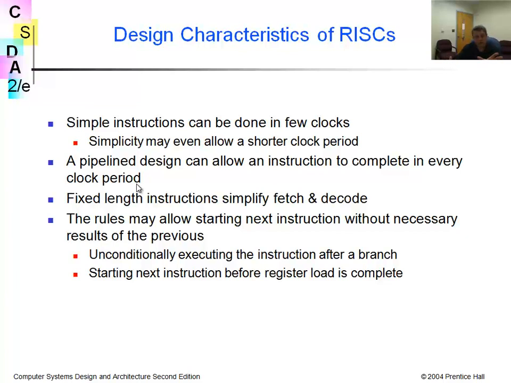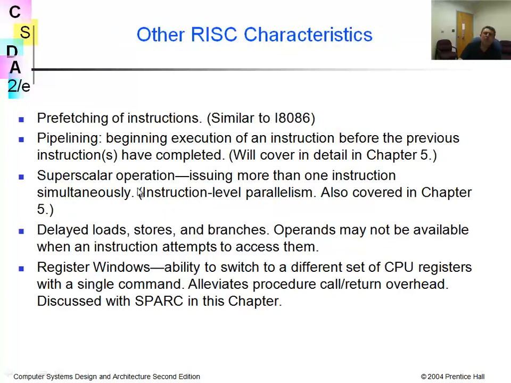But there are problems, hazards with that one. You may have fetched an instruction, and then by the time you decode that instruction, you find out it's a to-go instruction. You have fetched a number of instructions that you have to trash. Usually you have fixed length instructions, which simplify fetch and decode. The rules may allow starting next instructions without necessary results of the previous, and unconditional executing the instructions after a branch, and starting next instruction before register load is complete, which refers to pipelining.